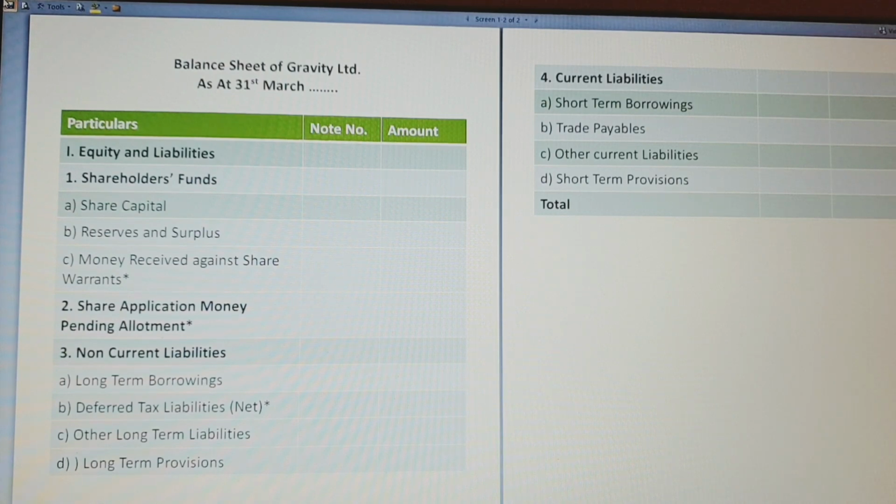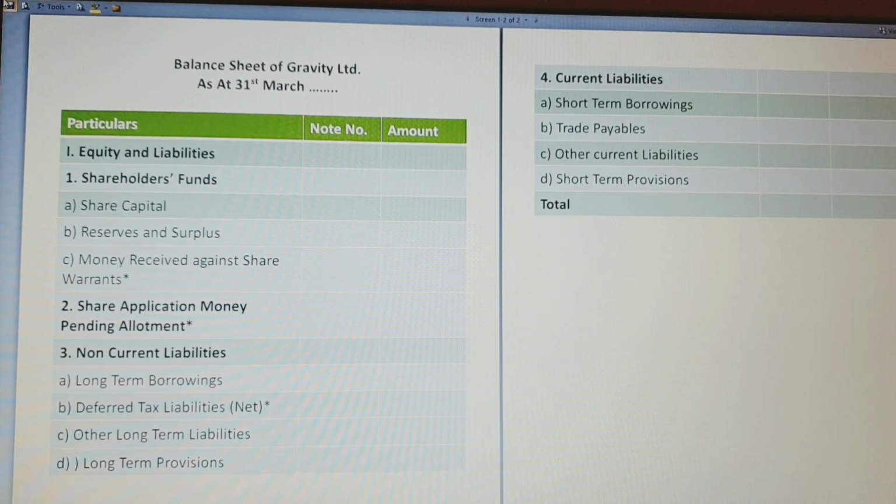Point number 3 is money received against share warrants. This I will explain separately. Point number 2 is share application money pending allotment. Now this again refers to that part of share issues where the company issues shares for subscription. People are interested in buying, so they will also pay some money along with their application to purchase shares.